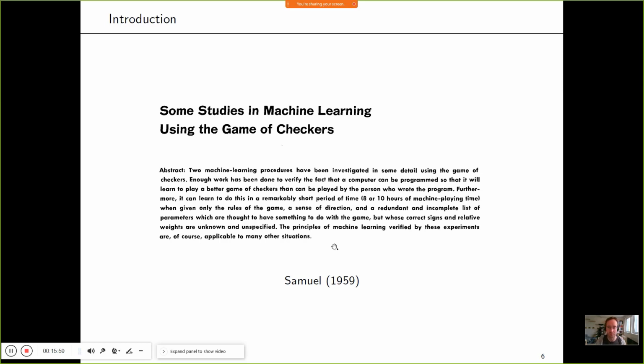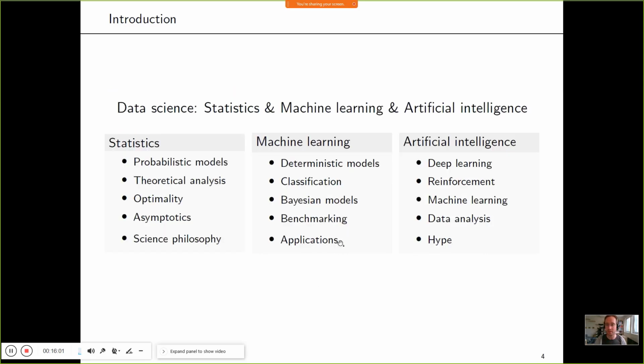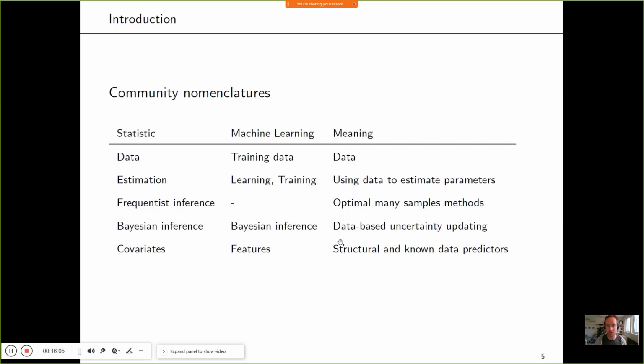Does anyone want to comment on that? Is there anything that you have previously learned about the difference between machine learning and statistics, or the commonalities, that somehow contradicts this, or that adds something to that? Anyone? No. Okay.